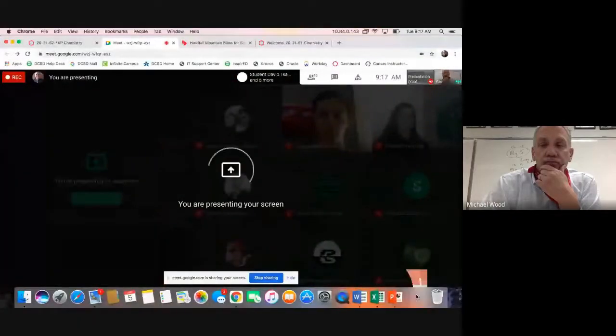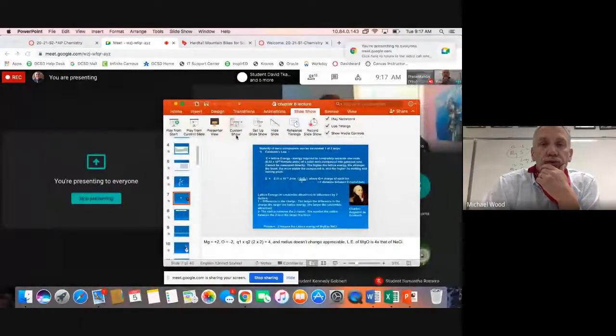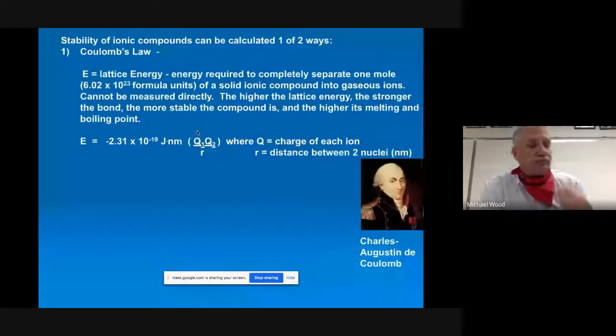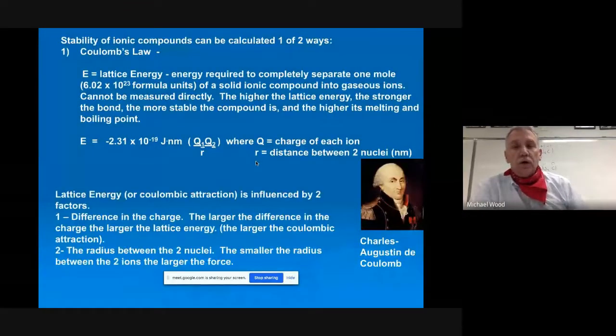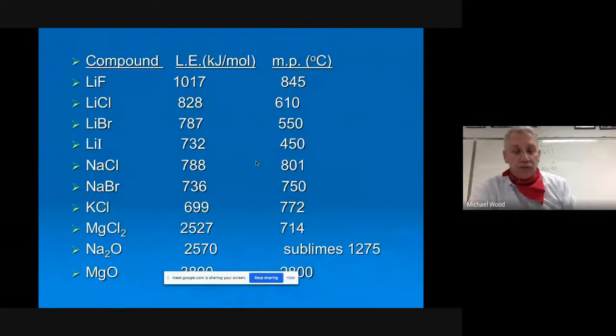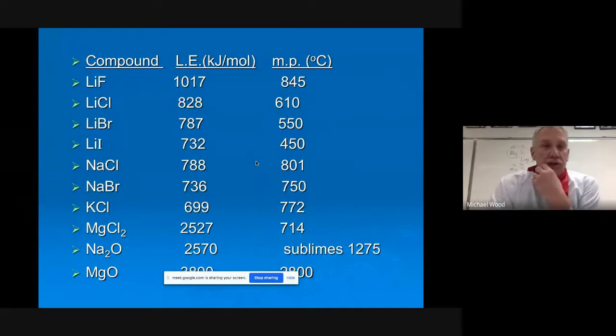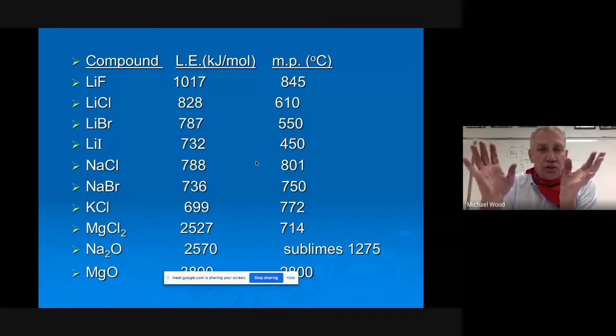Okay, and then I've got a table here, the next slide, with some examples. And again, it's the kind of thing that you guys will have on tests. Looking at this table, I'll try to talk you through this, but look at the first four: LiF, LiCl, LiBr, LiI. And I wouldn't write this down. Maybe take a picture of it, okay?